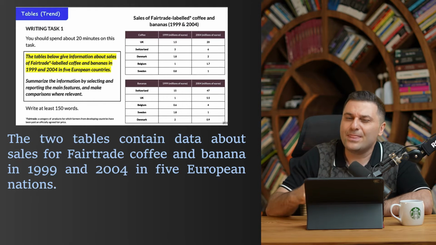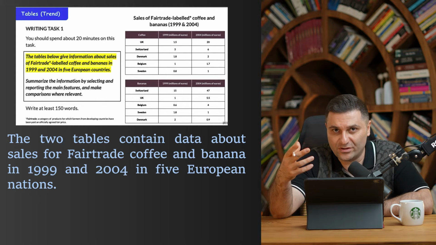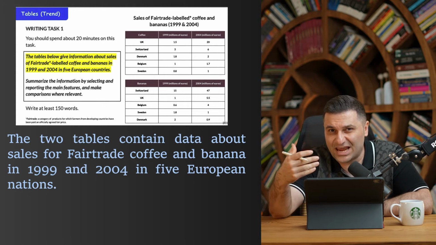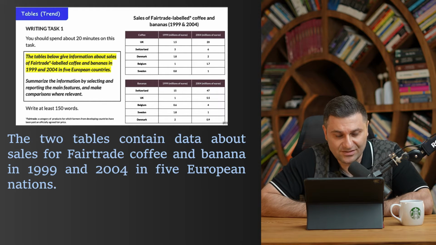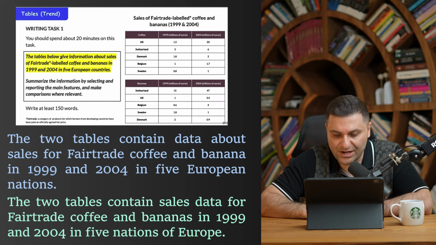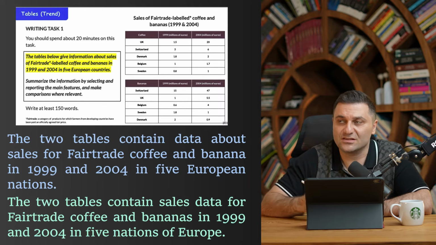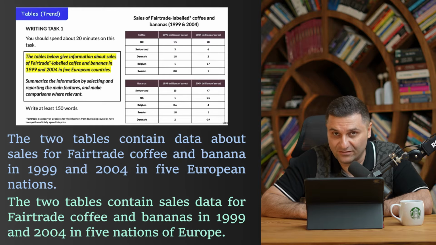nations. Now, I'm going to change a little bit. I'm going to change the word order, all right, to not be the same like the question. So our opening sentence is this. The 2 tables contain sales data for fair trade coffee and bananas in 1999 and 2004 in 5 nations of Europe instead of 5 European nations. So we can say in 5 nations of Europe.